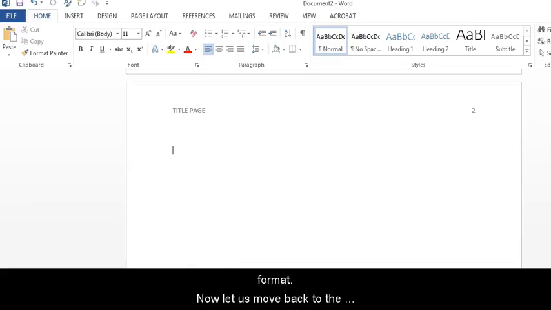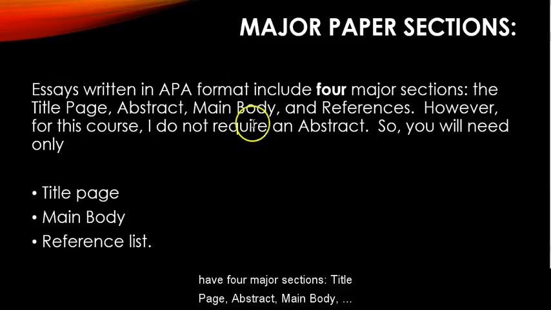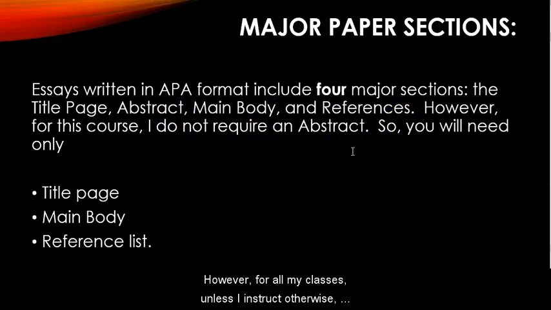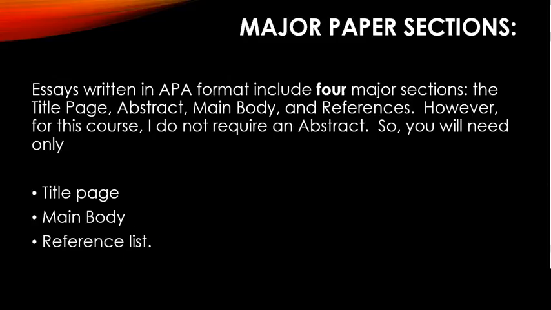Now let's move back to the lecture slides. APA requires that all papers written in APA format should have 4 major sections: title page, abstract, main body, and references. However, for all my classes, unless I instruct otherwise, your papers will have 3 sections: title page, main body, and a reference list. Like I said, unless I specifically ask in the assignment prompt, I do not want you to add an abstract to your submission.